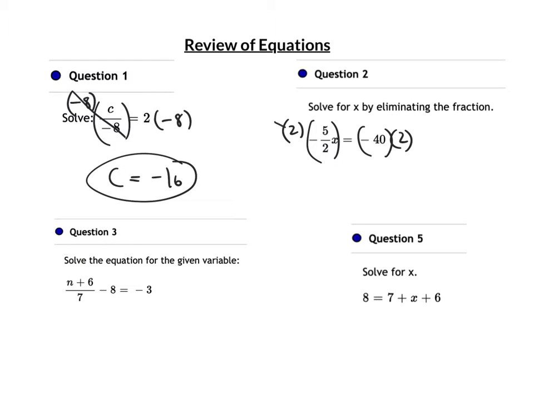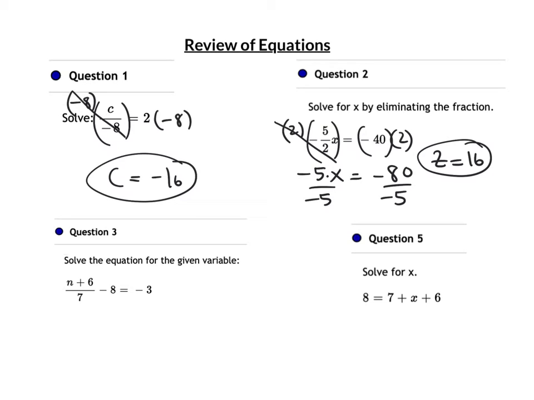So I multiplied by 2 to cancel, and I'm left with -5x equals -80. And I've got times here. The inverse of times is divide, so I'm going to divide by -5. And z equals -80 divided by -5. Two negatives, when you divide, make a positive. And that would be 16, I believe. Yes.